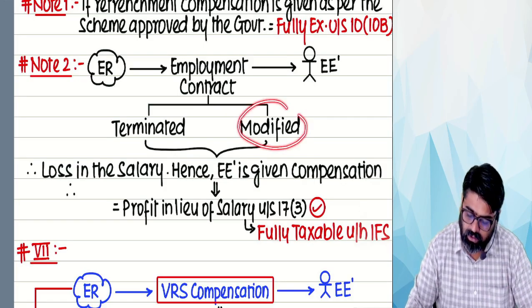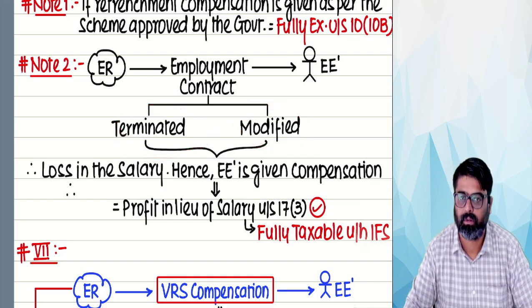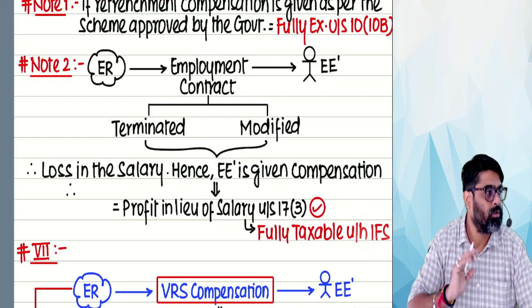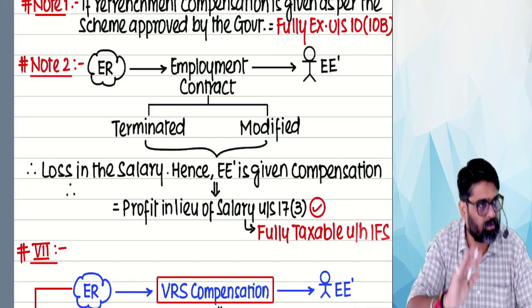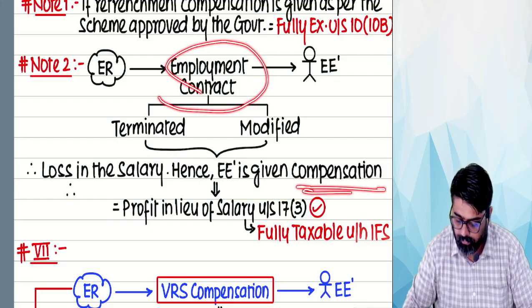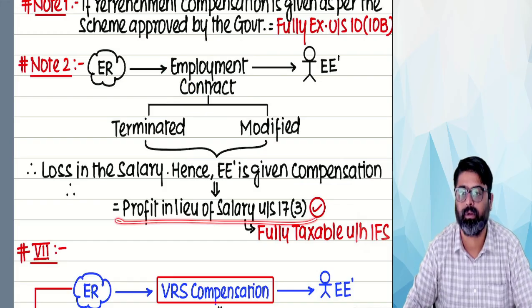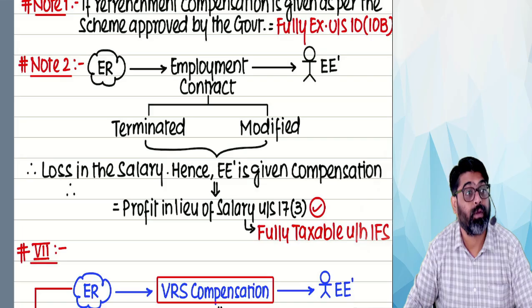And now the terms are modified or the termination happens. At that time, the employee might lose salary. For the loss which will happen in his salary because of this termination or this modification, the employer might give him what? Compensation. This compensation is profit in lieu of salary. Compensation is profit in lieu of salary.